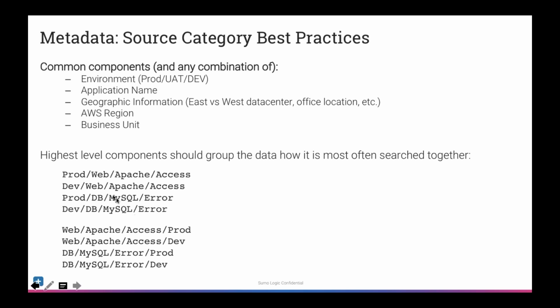However, if it's really important for you to break your data or search your data between prod and dev, that works. But if that's not all that important and what you really care about is to separate your data between, say, web and database, then you can put these at the end. You can do web Apache Access prod, web Apache Access dev.